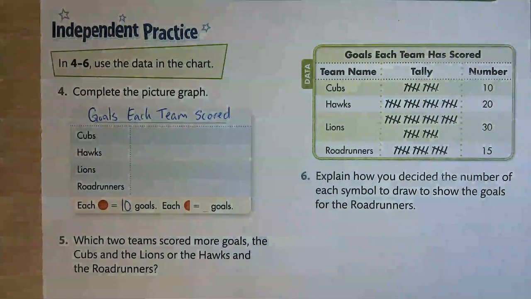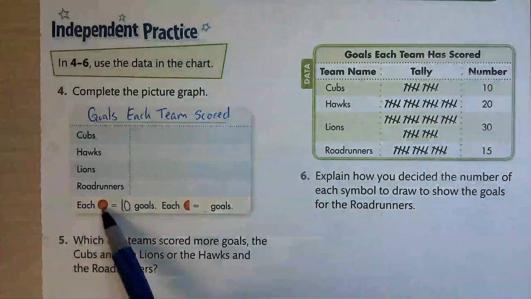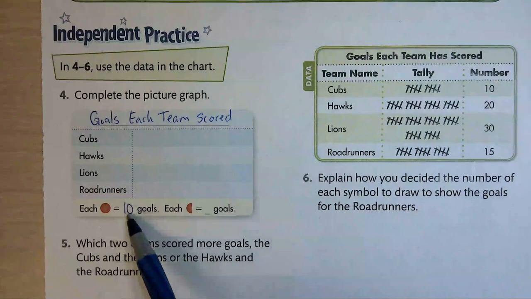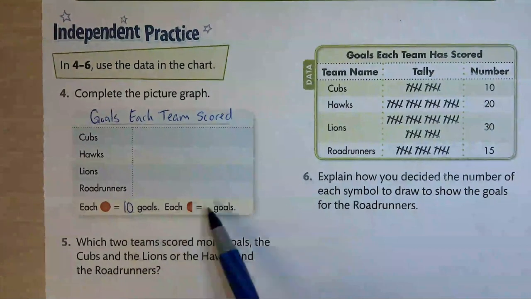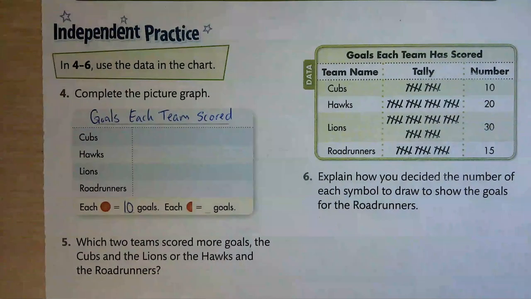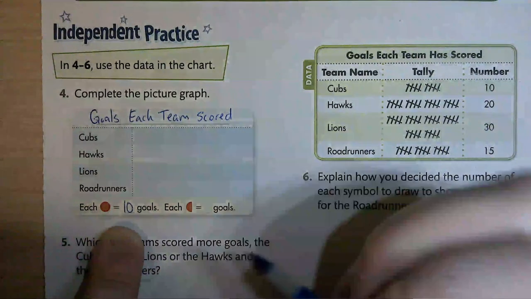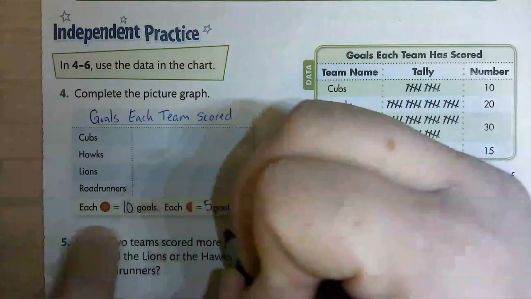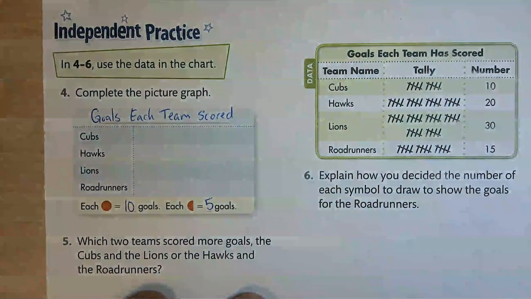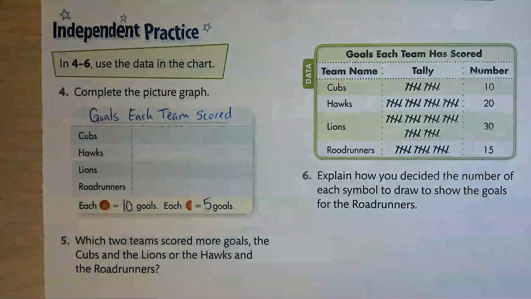All right, here's my question for you, though. If a whole circle is equal to 10 goals, a half circle is going to equal how many goals? Well, what would be half of 10? Well, half of 10 is 5, right? So half a circle would equal 5 goals. Now that I've done this, now I can go ahead and finish the rest of my picture graph. So would you go ahead and check it out?